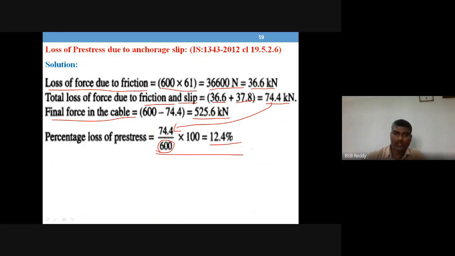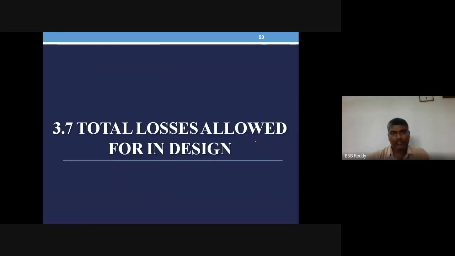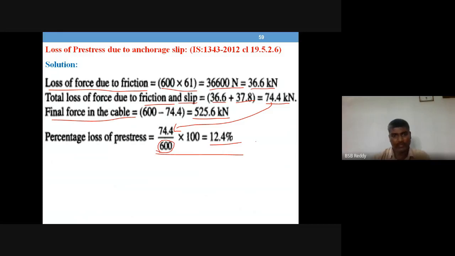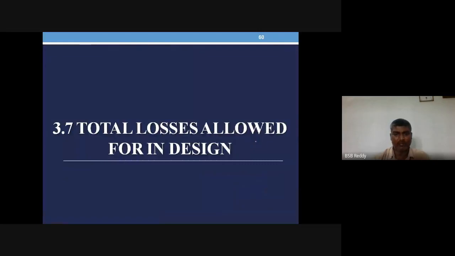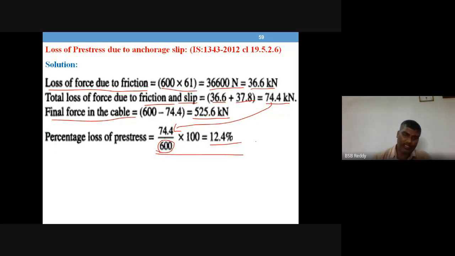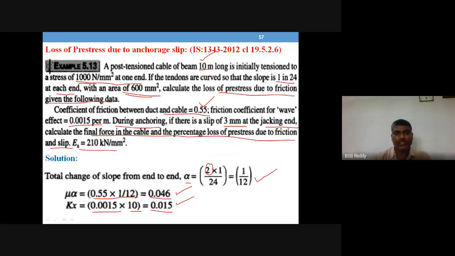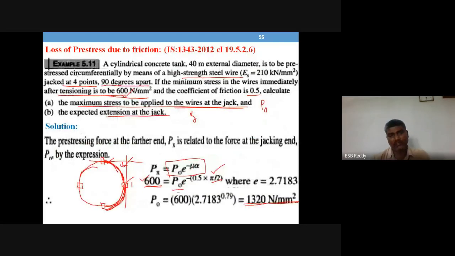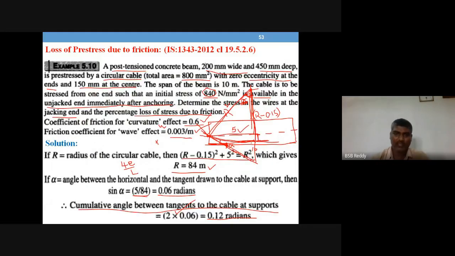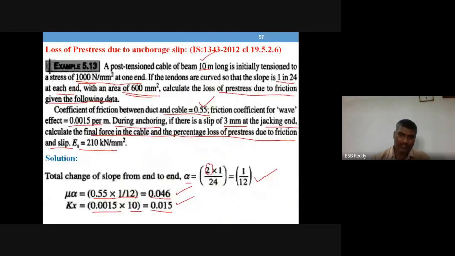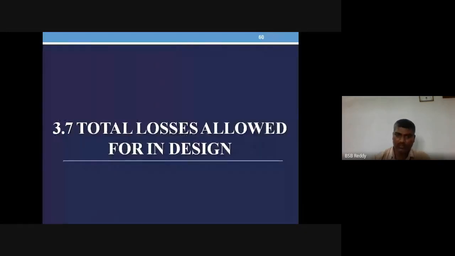Okay, right. So this is about the different examples based on friction, and the last example is a combination of both anchorage slip and friction. So practice these problems for all the types of losses, and we will discuss the total losses to be calculated, which are allowed for in design, from the next session.